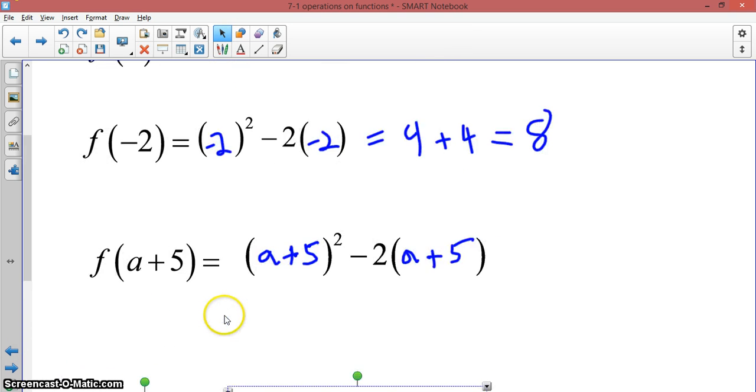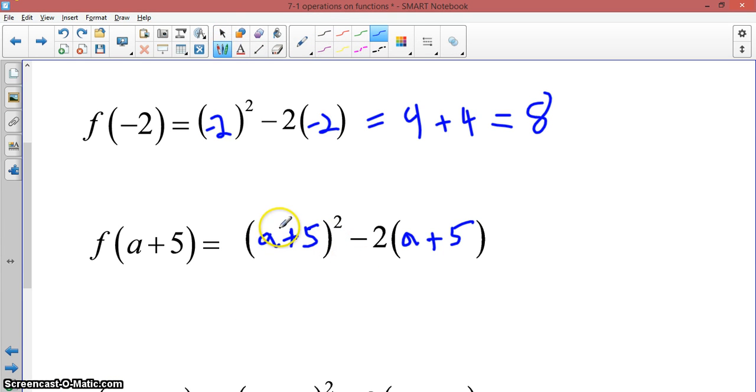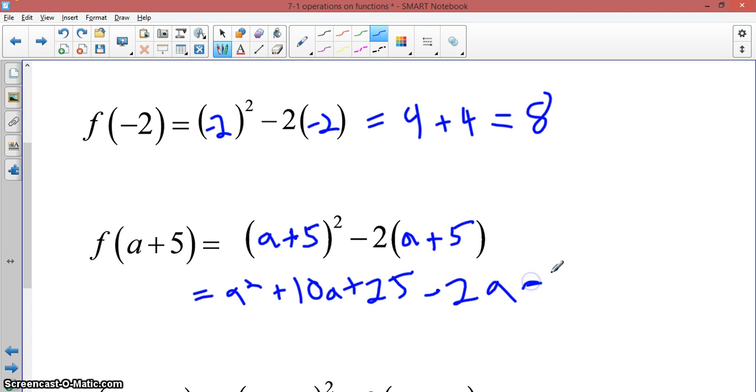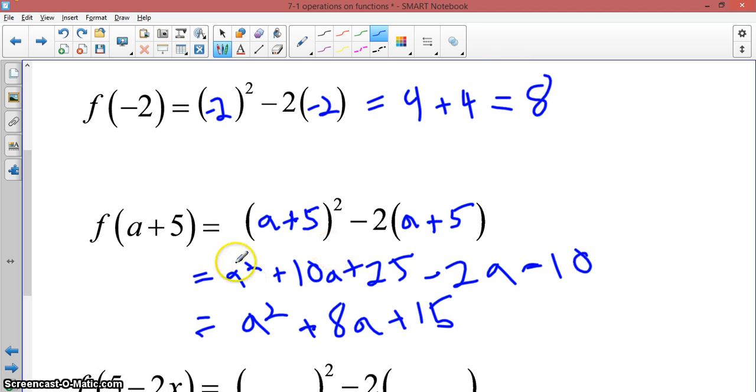I'm not going to take too much time doing that. But when you square this, you're just FOILing something times itself. That's one way to think of it. So when you do that, you get a squared. When you FOIL, you might want to pause it and do this yourself. You might want to pause it now and do a plus 5 times a plus 5 in parentheses. And so what you end up getting is a squared plus 10a plus 25, minus 2a minus 10. Negative 2 distributes to both parts. And you just combine like terms and you get a squared plus 8a plus 15, and that's that. So your answer is not a number, but it's an expression involving a.